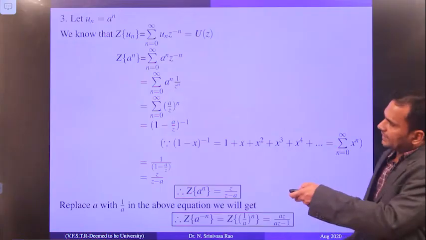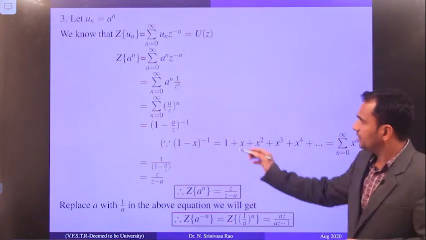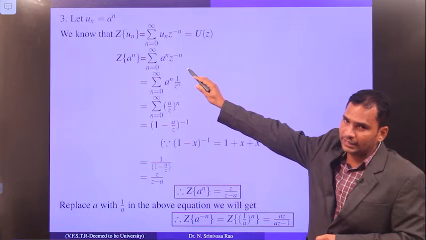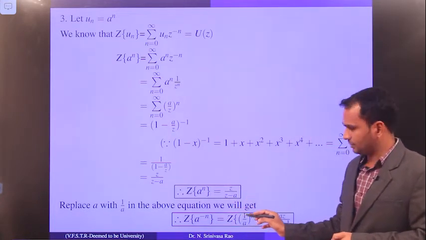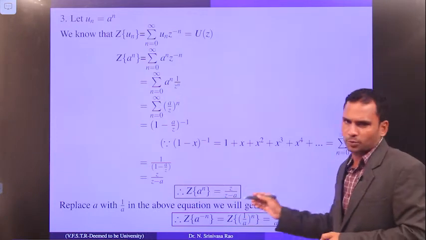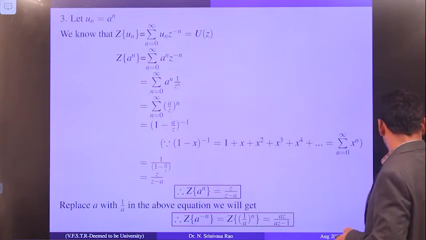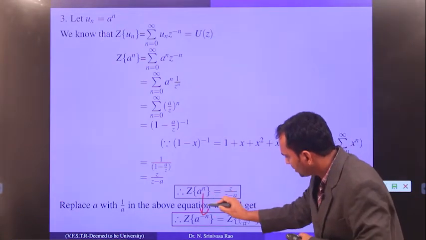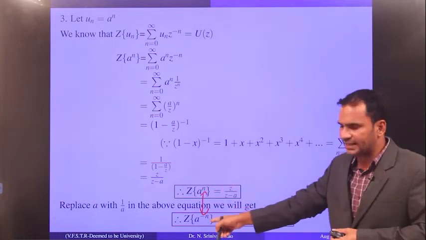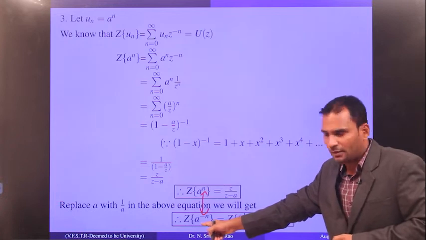So look at another example. Since u_n equals a^n, how do we find a^(-n)? We are not going to prove it again and again. What is the difference between these two? In the place of a, you have to substitute 1/a. So this is a^n, and this is a^(-n).